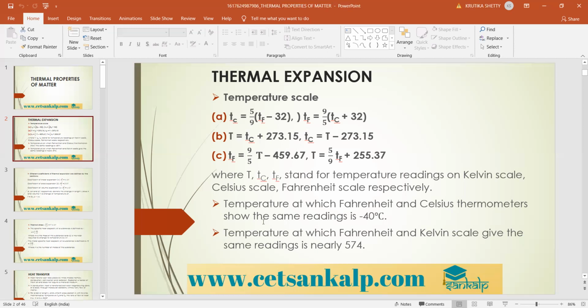Next we have the temperature at which both the Celsius scale and the Fahrenheit scale will show the same reading. What is the temperature value here? It is minus 40 degrees Celsius. How will you get this minus 40 degrees Celsius?